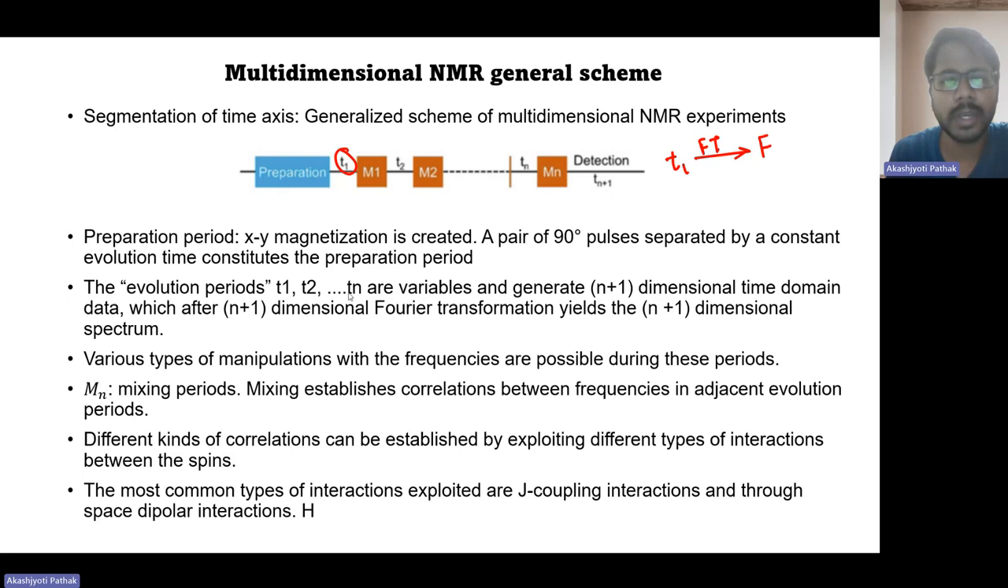So the evolution periods T1, T2, up to Tn are variable and generate an n plus one dimensional time domain, which after n plus one dimensional Fourier transformation gives the n plus one dimensional spectrum.